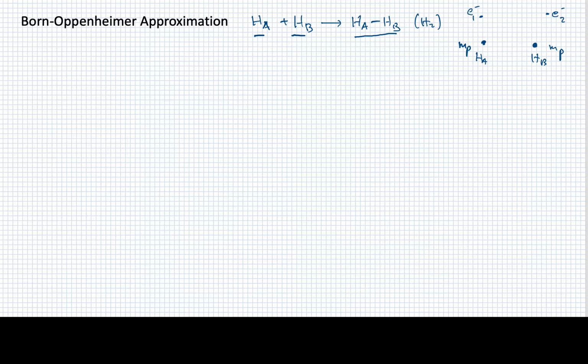Now, when I start talking about a system like this, I've got lots of things that I have to worry about. First of all, I've got four masses here. I've got four particles, and those four particles are interacting with one another. So, for example, there is an interaction between the two protons, and we'll say that they're separated by a distance capital R. There's also interactions between the protons and each of the electrons.